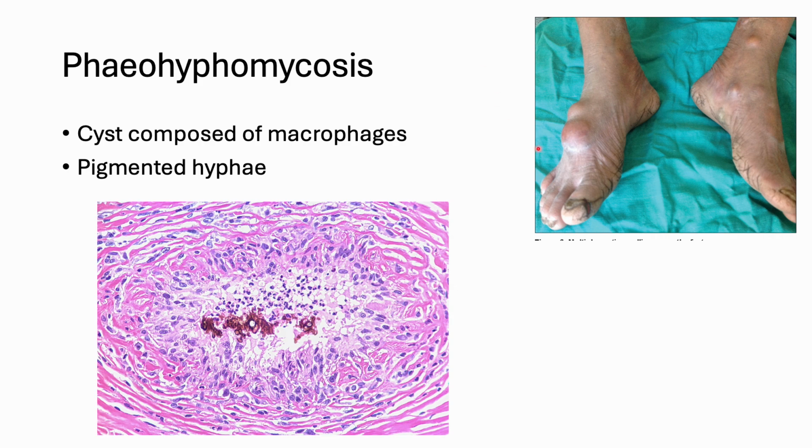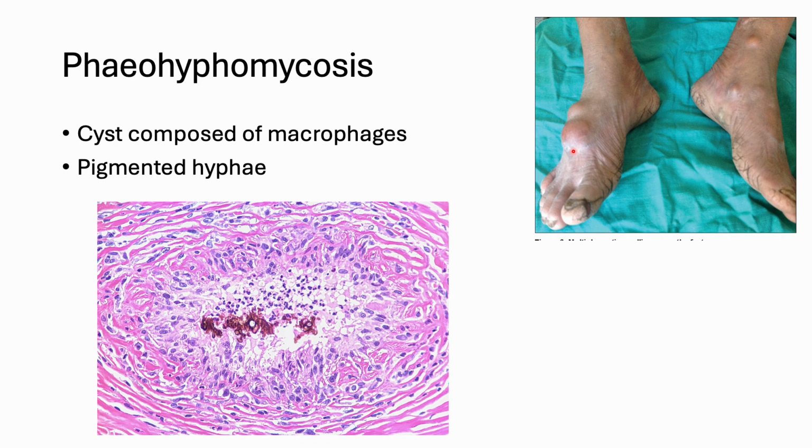The next disorder is called phaeohyphomycosis. From the clinical image, you can see in this person's bilateral lower extremities, there are numerous dermal nodules. Histologically, we can see there is a cyst composed of macrophages, and inside there are pigmented hyphal-form fungi. The patient is almost always immunocompromised.